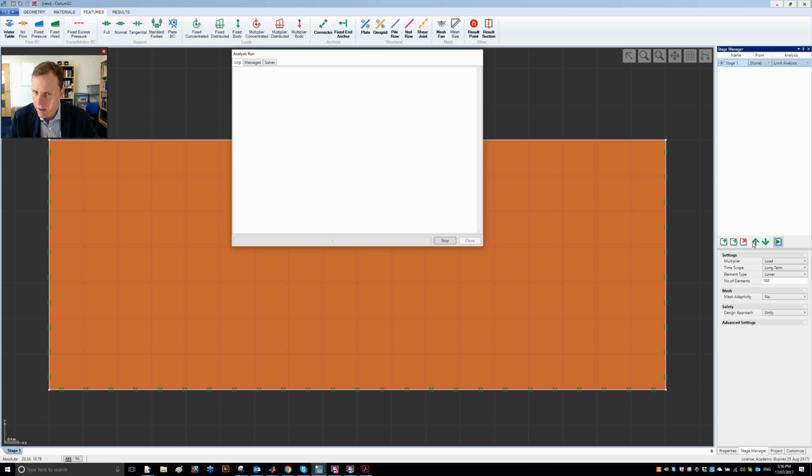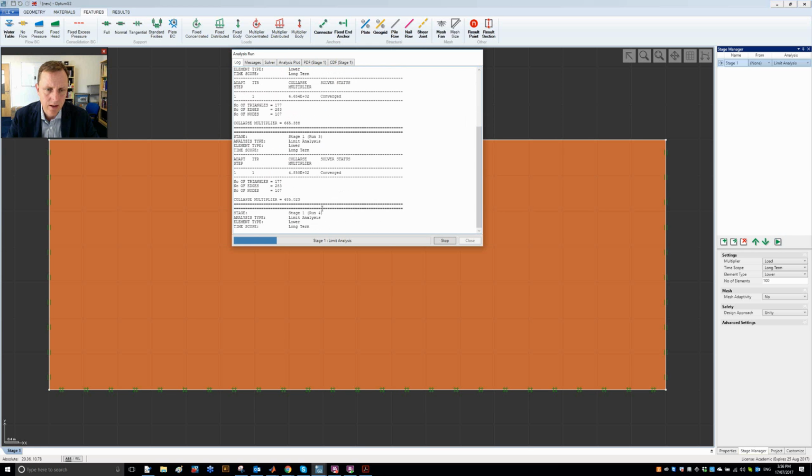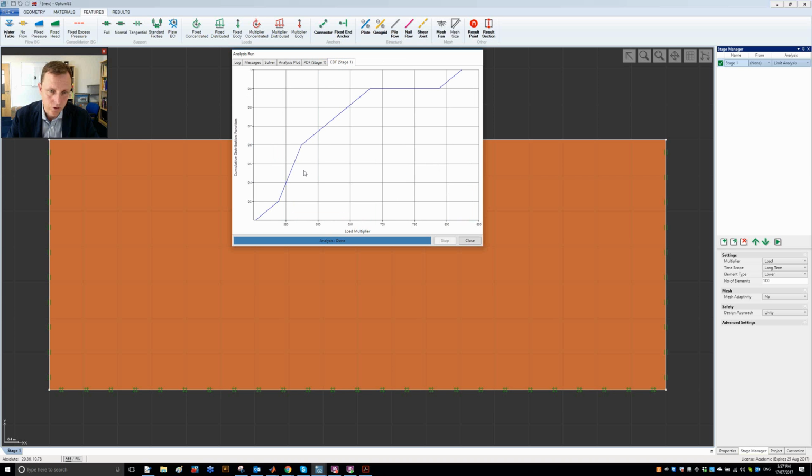So we can now run, and when you do that, random fields are generated and then limit analyses are run. And if we then go to PDF, that's the probability distribution function, you can see that it looks like this. There's the load multiplier and the PDF, the frequency, and there's also the cumulative distribution function, which looks like this for these 10 runs.